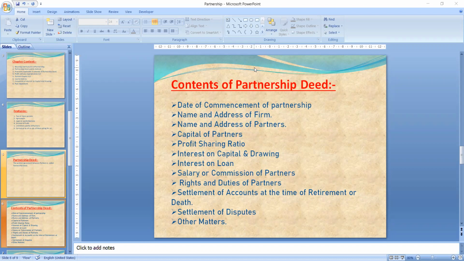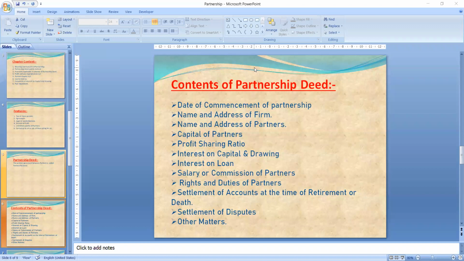Next thing is settlement of accounts at the time of retirement or death. Retirement means when a partner leaves partnership firm, or death of partner. So if a partner retires or dies in between years of partnership business, then we have to pay their share of capital, their share of profit, and anything else that is written in partnership deed.